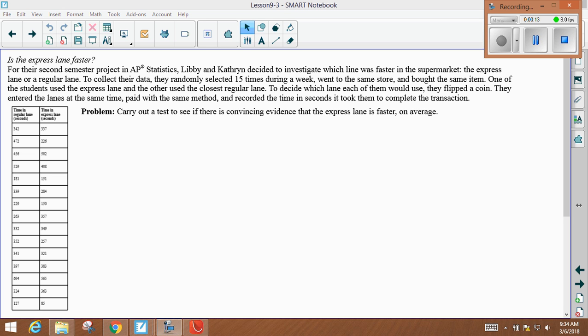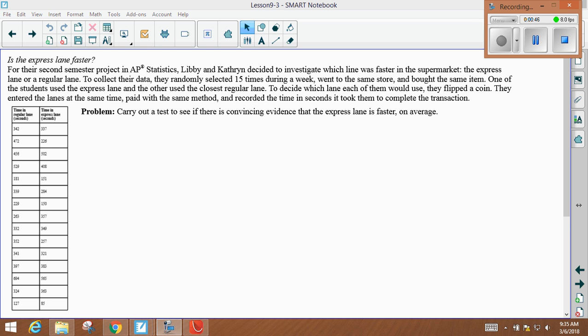We want to know if the express lane is faster on average. Okay, so if the express lane is faster, it should be the case that if I subtract the time from the normal lane from the time in the express lane, I should get positive number values, right? That seems to make sense. All right, cool. So let's go ahead and subtract.